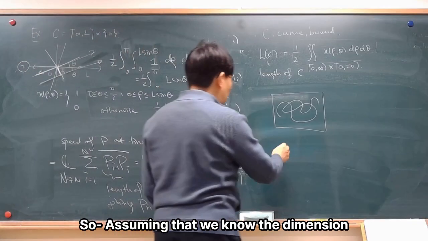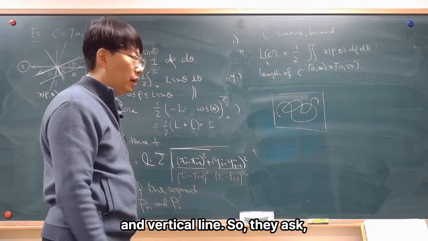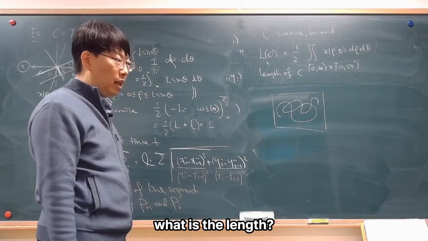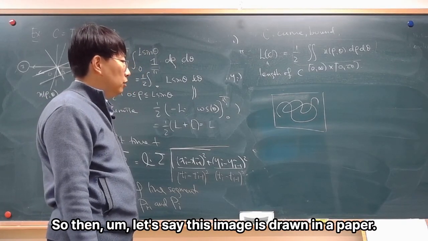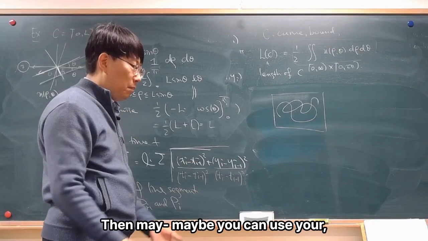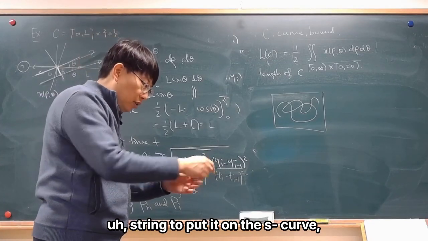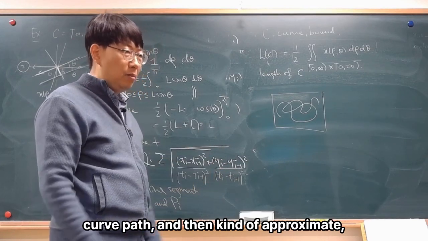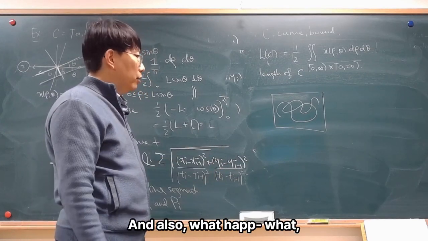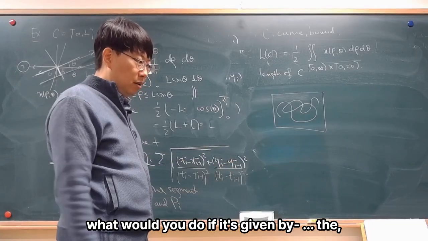So, assuming that we know the dimension of the length of the horizontal line and vertical line, they ask, what is the length? Well, how do you answer this? So then, let's say this image is drawn on paper. Maybe you can use your string to put it on the curve path and then kind of approximate, but that's not accurate. And also, what would you do if it's given by a graphical image?